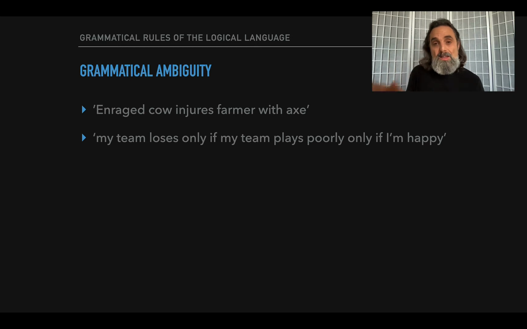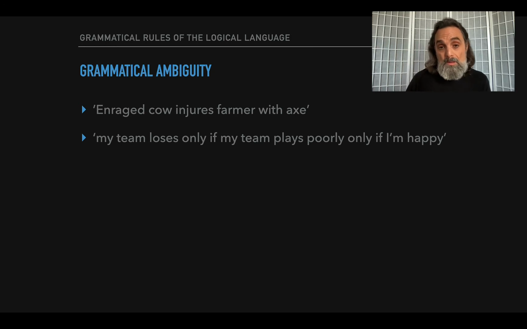With axe, that phrase is ambiguous. Is it the farmer that has the axe, or is it the injuring that's done with the axe? Well, the sentence can be read either way. And that's not because of the meanings of the words, but because of how the phrase with axe has been written there. And that's a newspaper headline. Newspaper headlines actually have these a lot because they try to drop a lot of language and so on.